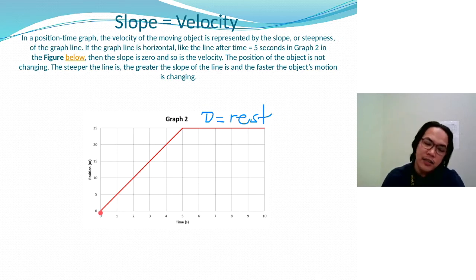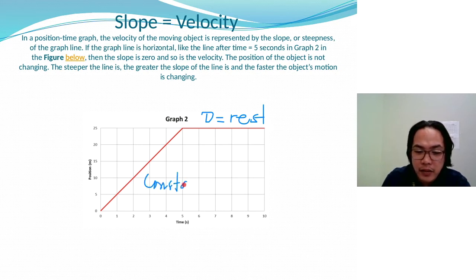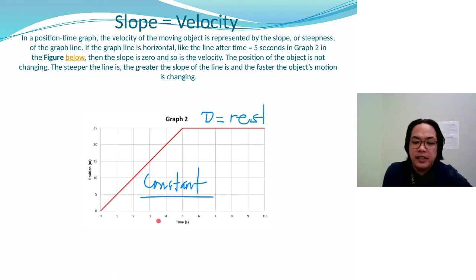If this is how the slope looks from 0 to 5 seconds, what does it mean? Does it mean velocity here is changing or velocity here is constant? This one is an example of a constant velocity. When we say constant, the velocity is the same all throughout the journey. So if it started at 10 meters per second, it will continue at 10 meters per second. So the right answer is constant.